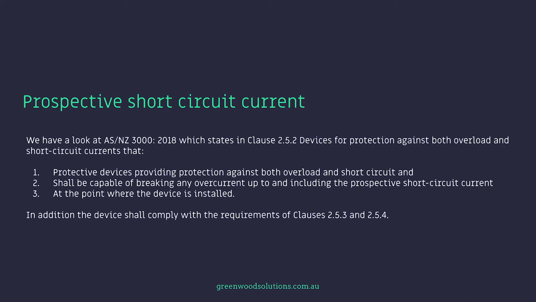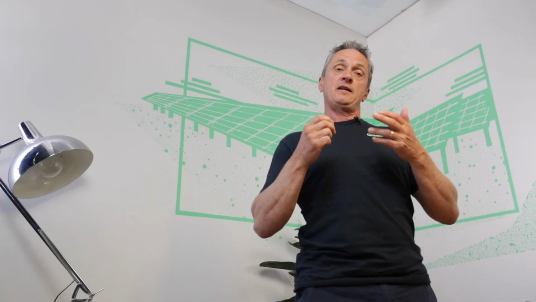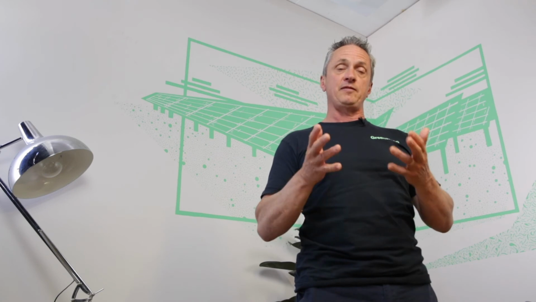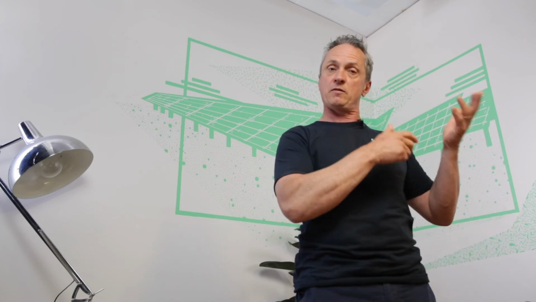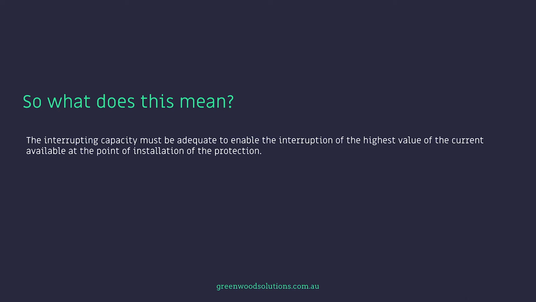In addition, the device shall comply with the requirements of clauses 2.5.3 and 2.5.4. Circuit breakers are not all the same. The ability to break a fault current or a prospective short circuit current varies depending on the circuit breaker, whether it's an MCB or a molded case circuit breaker. So again, what does this mean?